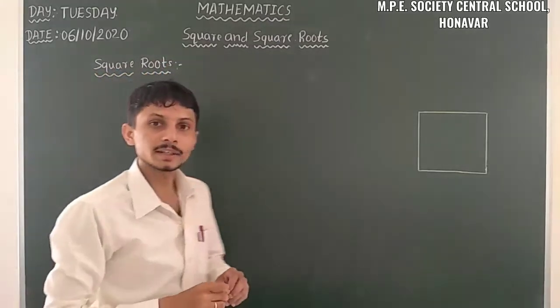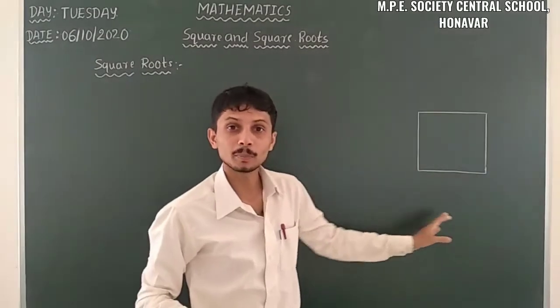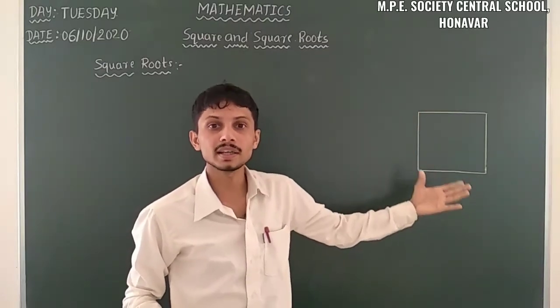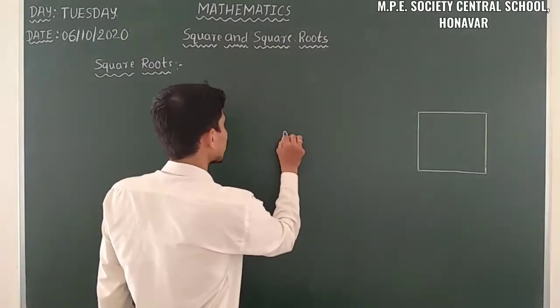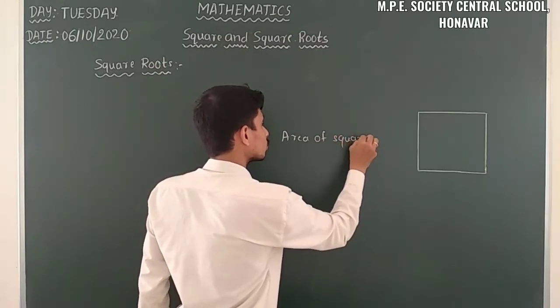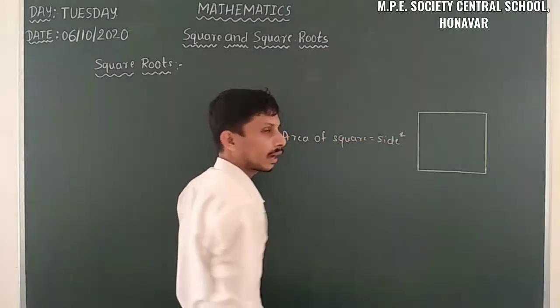Yes. So already we know about square. Square means, just observe geometrically, we have a square. So we have to find the area of a square. Area of a square is side into side. That is, area of a square is equal to side into side, means side square.